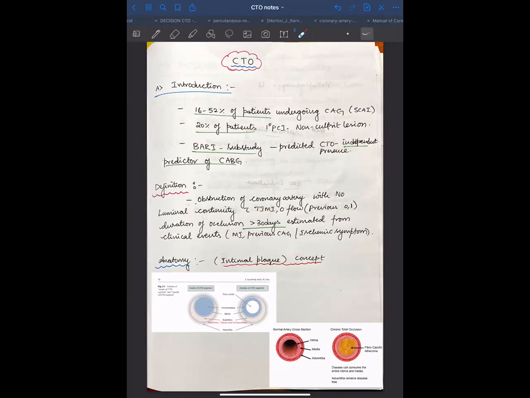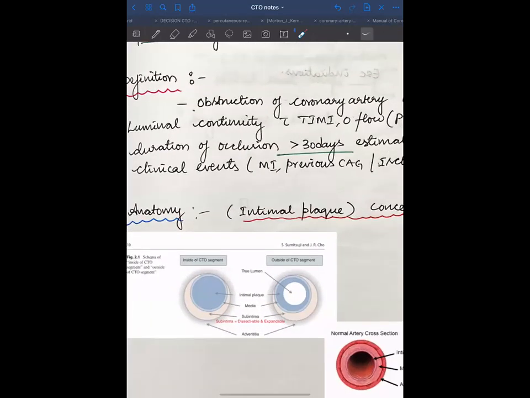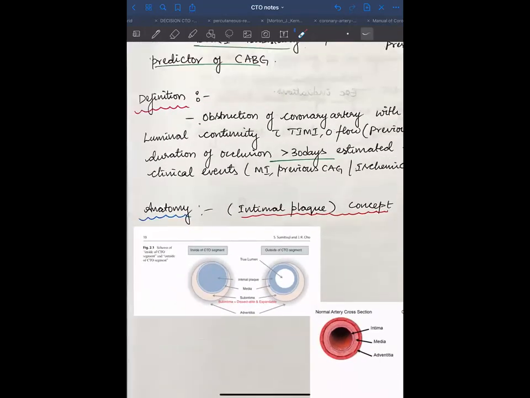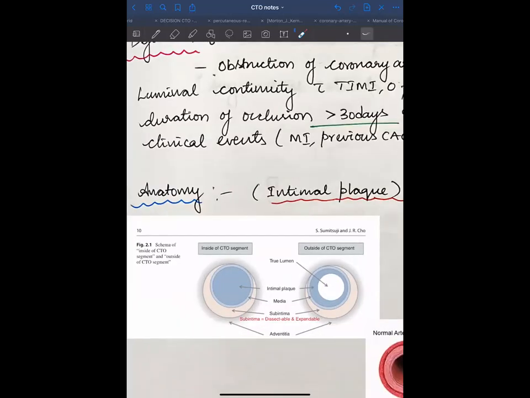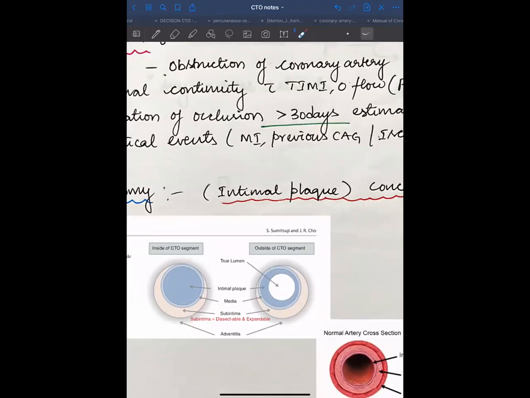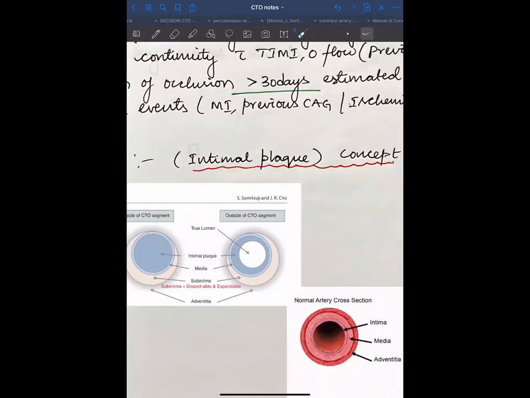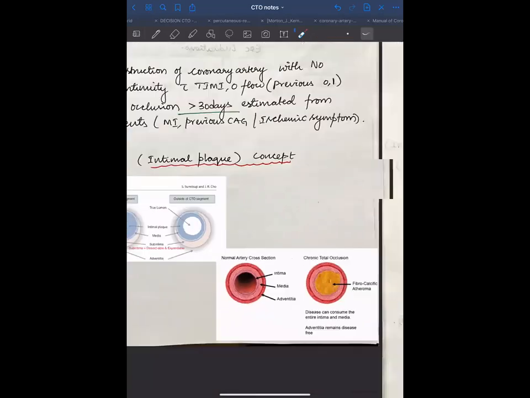And so the anatomy of CTO. CTO is basically revolving around something called an intimal plaque. We all know that usually the plaque in atherosclerosis is subintimal. However, in CTO, the plaque itself engulfs the intima and the whole of the lumen, so it is called an intimal plaque. As we can see here, inside the segment of CTO there is an intimal plaque followed by media and subintima, which is dissectable and expandable, as we will see. Proximal and distal to it, the segment will be like this, where there is a true lumen, intimal plaque followed by media. This is just another picture which shows the same thing.